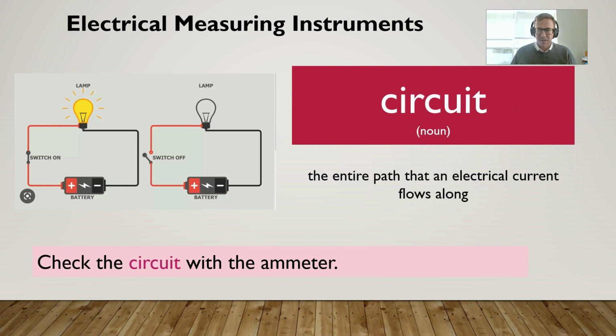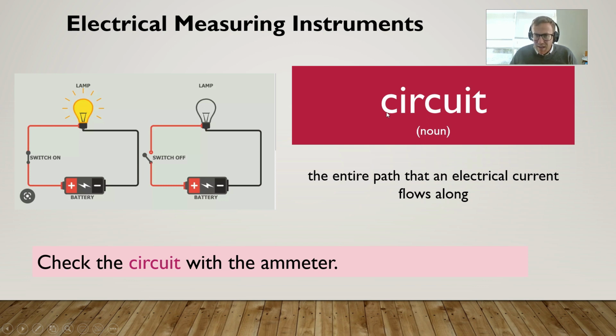Circuit. The entire path an electrical current flows along. So as you can see in the picture, we have a current going from the battery to the lamp. So the entire path is called a circuit. For example, check the circuit with the ammeter.